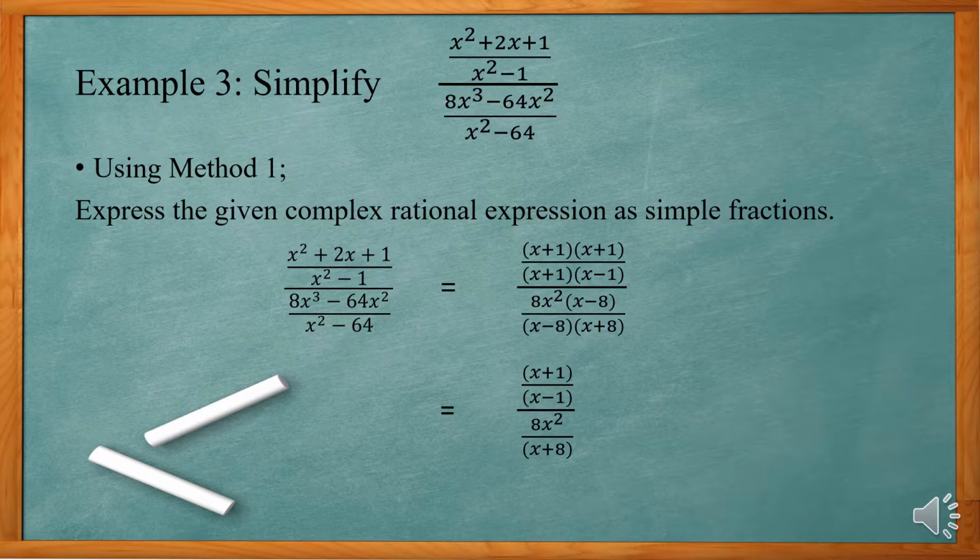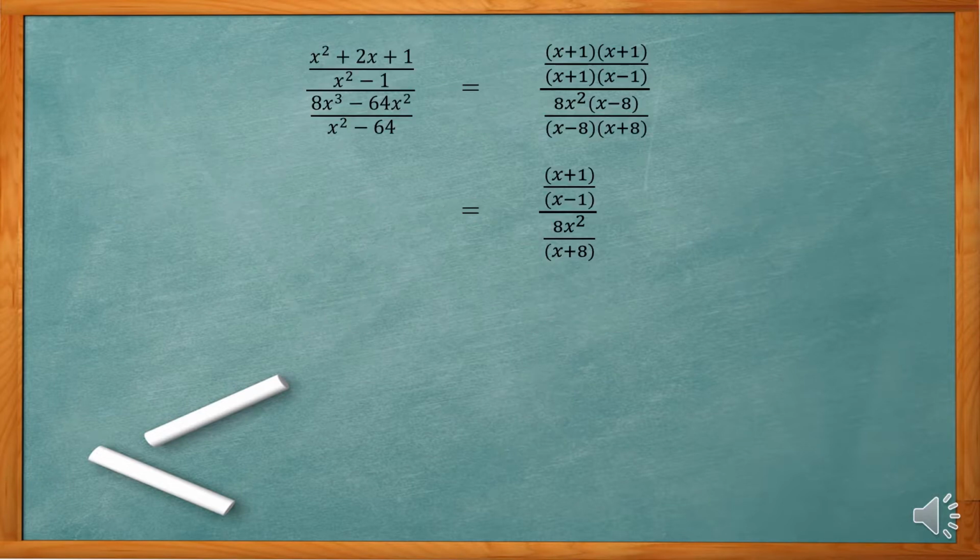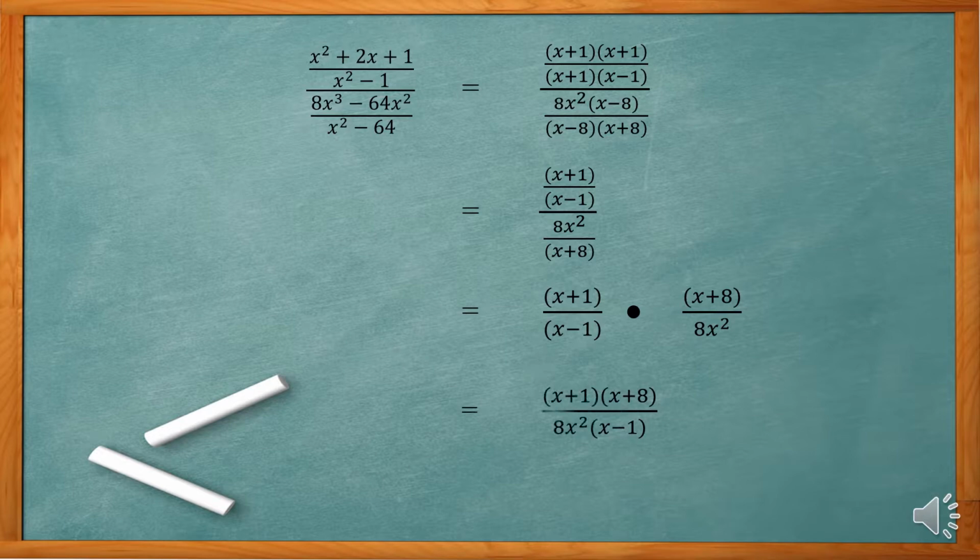Then since it is already in its simple fraction form, I will follow the rule. The rule is to reciprocate the denominator, then multiply. So then multiply, I have x plus 1 times x plus 8 all over 8x squared multiplied by x minus 1. So then, I have a question. Is this already the simplest form or not?